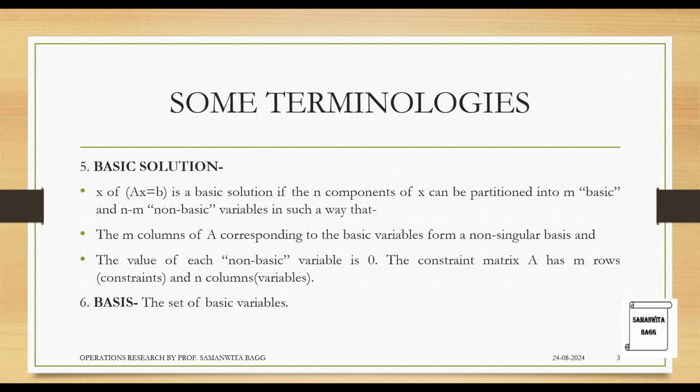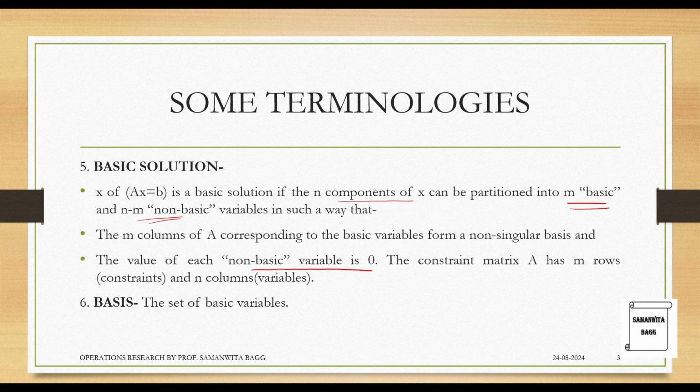Basic solution: Ax equals b has a basic solution if the n components of x can be partitioned into m basic and n minus m non-basic variables in such a way that the m columns of A corresponding to the basic variables form a non-singular basis and the value of each non-basic variable is 0. So this is something which is important. We will have certain basic and non-basic variables. So m will be the number of basic and n minus m will be the number of non-basic variables we have, and n will be the total number of components of x.